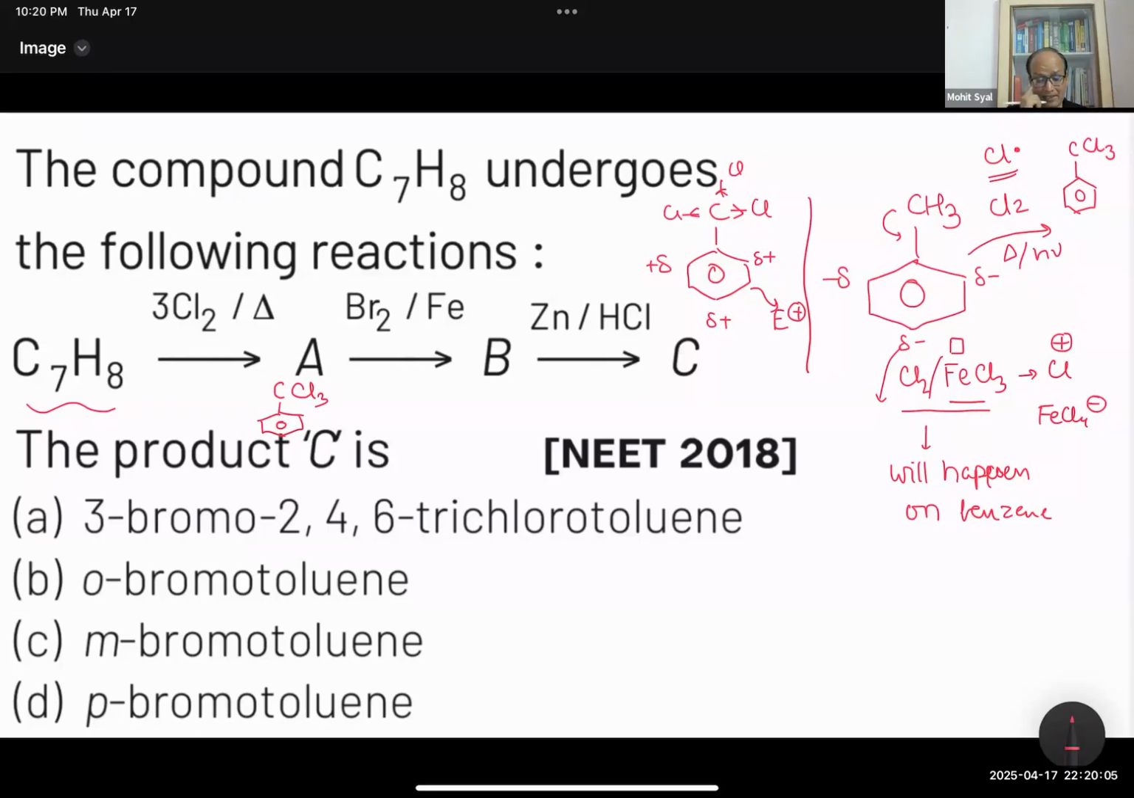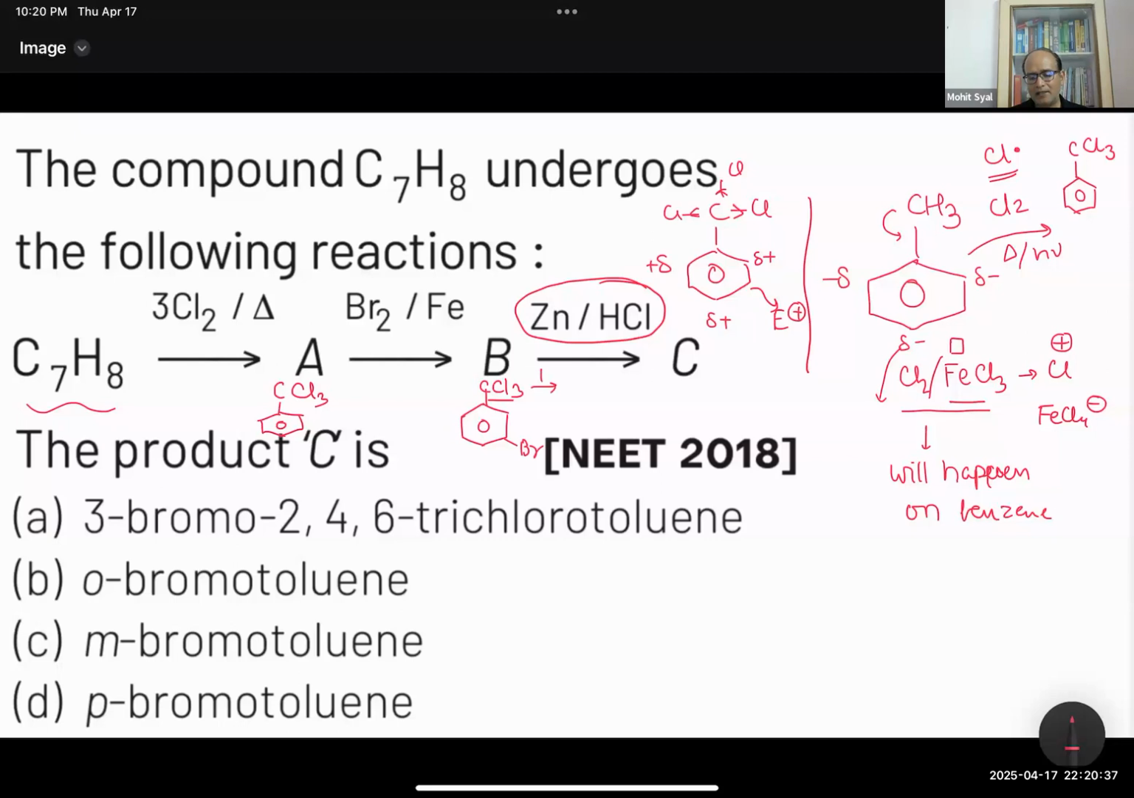Okay. And this is meta directing. Just write: electron withdrawing groups are meta directing groups. So you will have a Br being connected at the meta position. And this Zn/HCl actually causes the reduction of the CCl3 group. Zinc is giving electrons and the HCl is giving H plus.